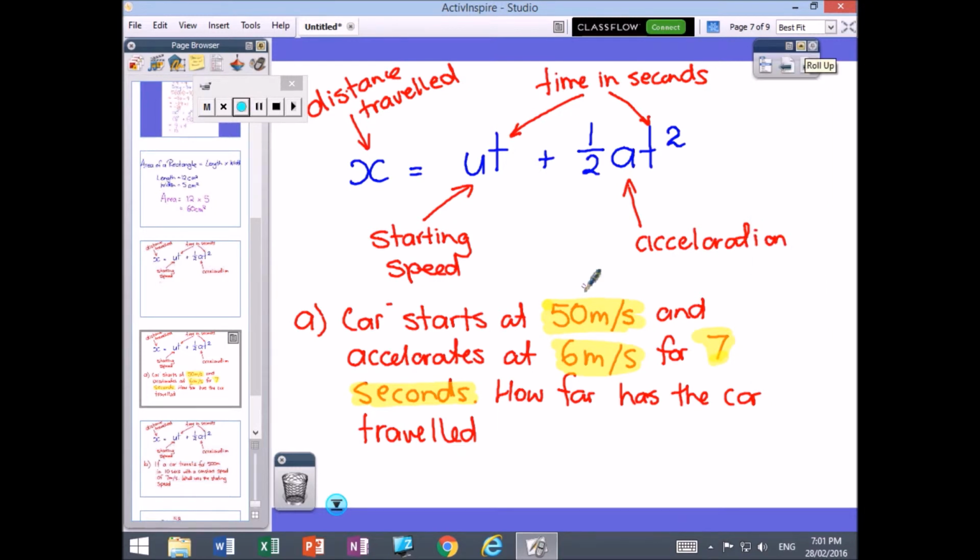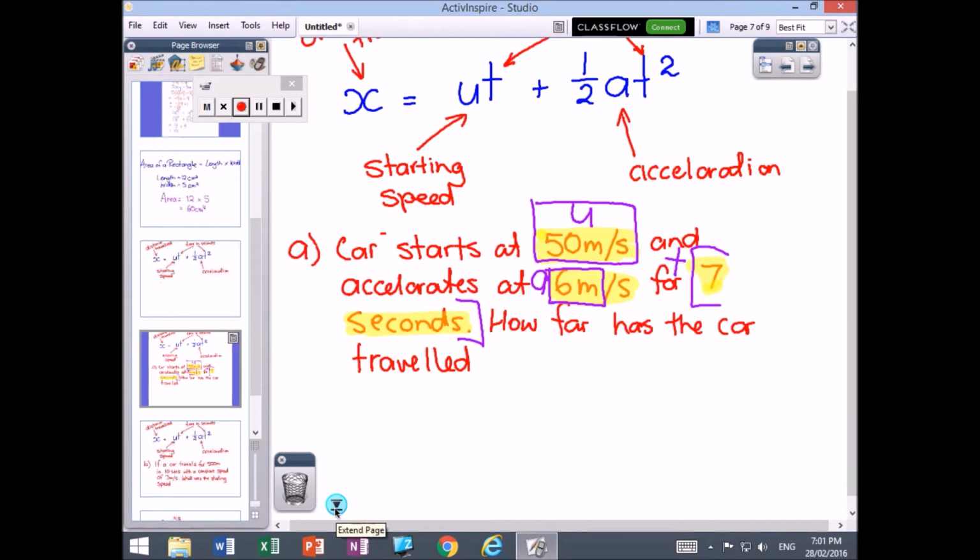So that is actually going to become U. I'm going to put a box around this. And accelerates at 6 meters a second, which is going to become A. And 7 seconds, which is this here, is going to become T. So we have got enough information to solve this.